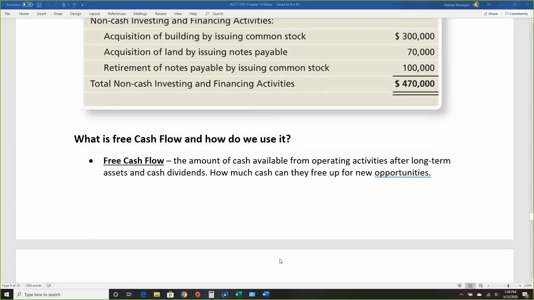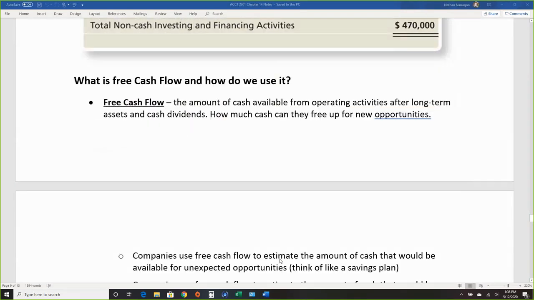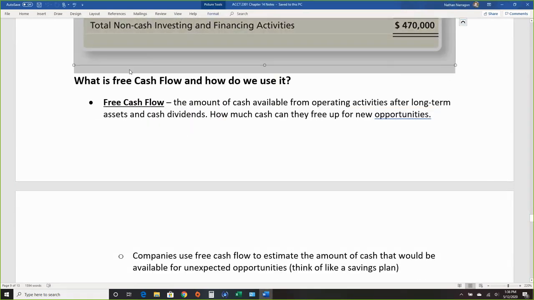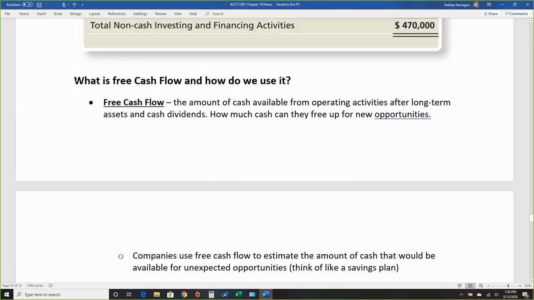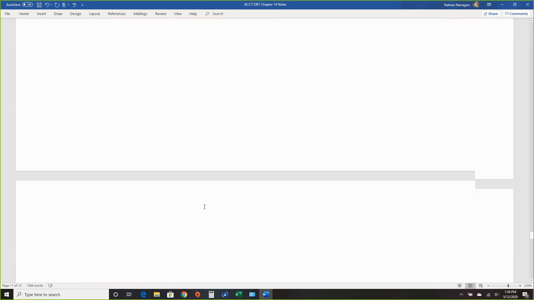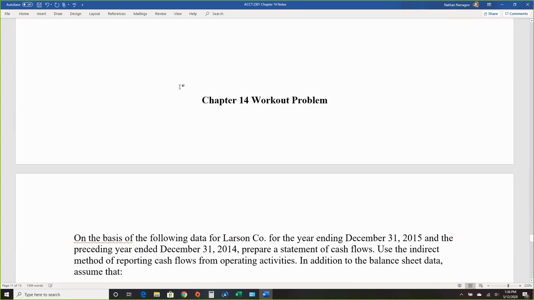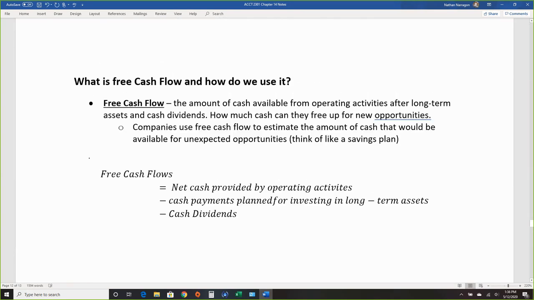And the last big item is one last ratio. Here we go. So basically we just have free cash flow. And this is really just how much cash is available to use for any new opportunities. I like to think of this basically for a savings plan. So any unexpected things that happen.